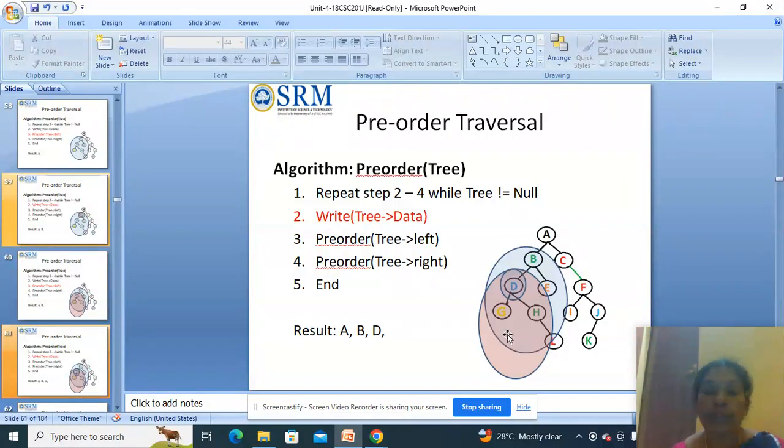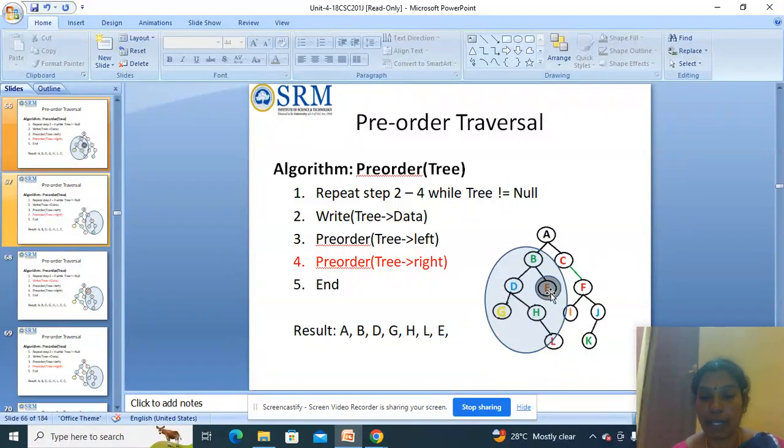Here the node is D, and next we check the left part. The left part is G. In G there is no left or right, so only the node part is available. Print G. So for this subtree of D, the node part D is printed, the left part G is printed, and the remaining is the right part. This right part is H and L. In this, the node part is H, so next we print H. There is no left as per the order, so only the right is available, that is L. Now this whole part is over, the node part and the left part, and next the right part E is available.